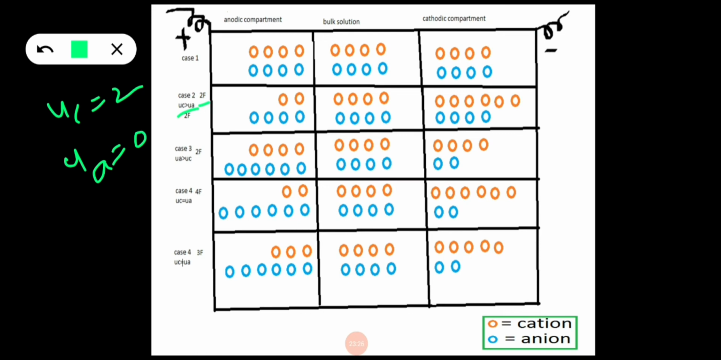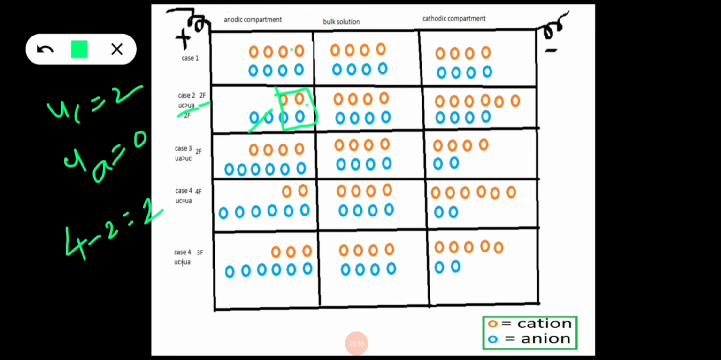Now let us see the decrease in the concentration after electrolysis. After electrolysis, these two are deposited at the anode and the remaining concentration is only 2 equivalents or 2 moles. The initial concentration is 4 equivalents or 4 moles and after electrolysis the concentration is 2. So the decrease in the concentration is 4 minus 2, which equals 2.